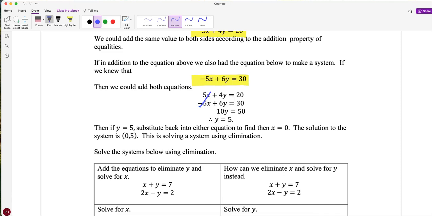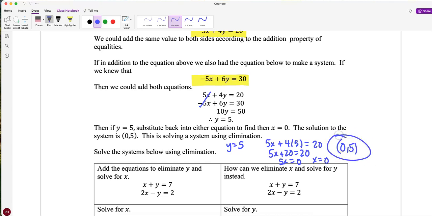So all I need to do is plug that back into either equation. If y is equal to 5, let's go back to our first equation. 5x plus 4 times 5 equals 20. That means that 5x plus 20 equals 20. So 5x equals 0, or x equals 0. So the solution to this system is just (0, 5).